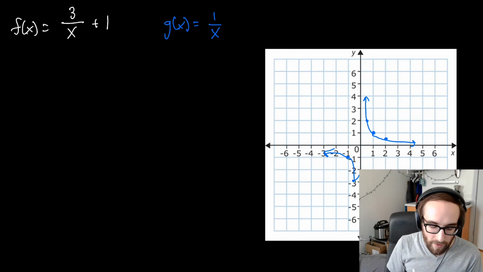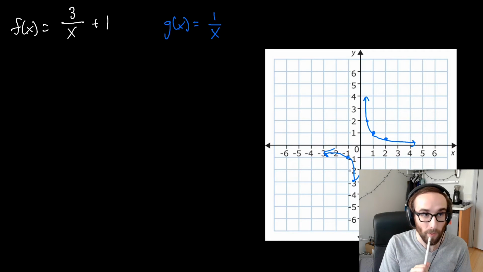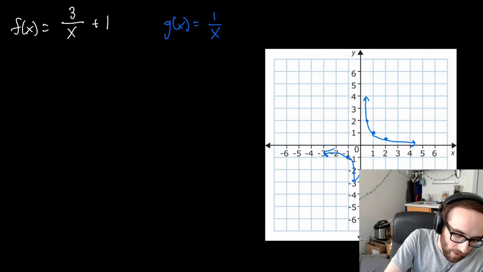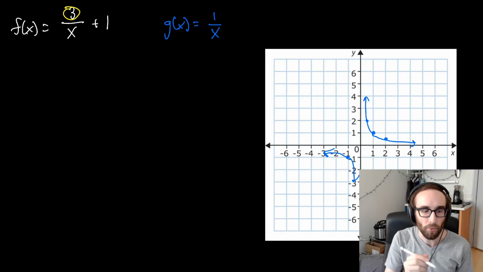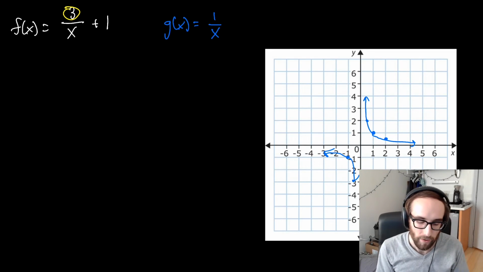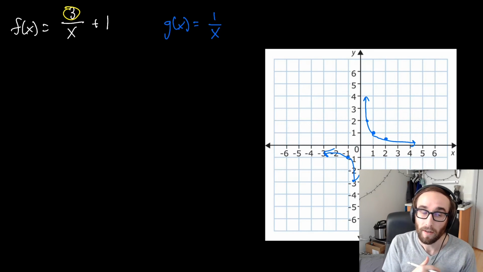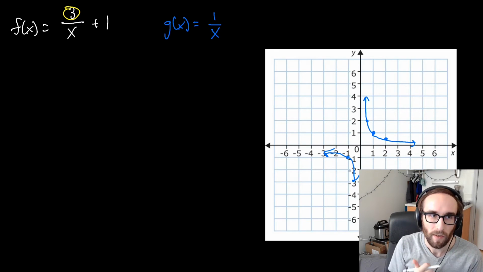So here we need to think about the transformations that we're applying, and we need to think about the order that we're applying them in. Notice that we multiply by 3, and we're multiplying the outside, we're multiplying the entire function g of x by 3, because our 3 isn't in the denominator. Instead, it's in the numerator. So we're multiplying the output by 3. So this is going to be a vertical stretch in this case.